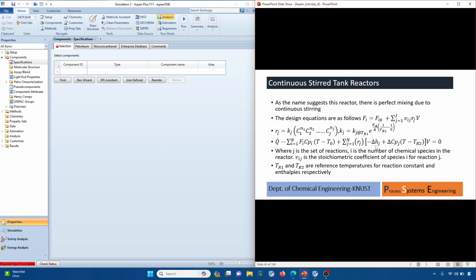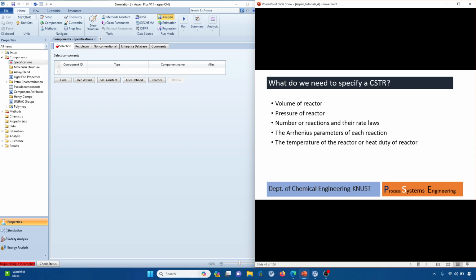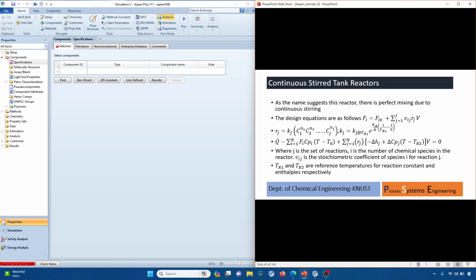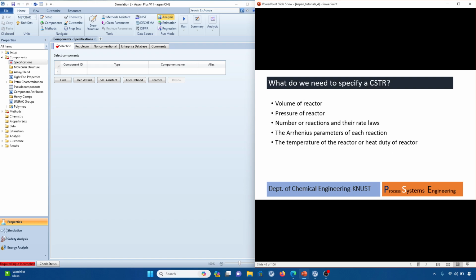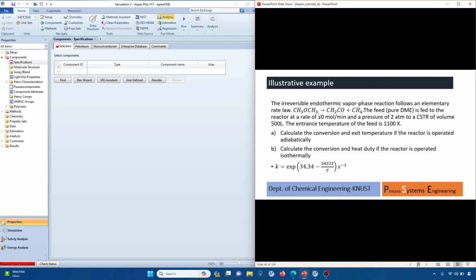So the key things required to work with this reactor in Aspen are knowledge of the volume of the reactor, which will depend on your understanding and ability to work with this, the operating pressure or condition for the reactor, the reactions and their rate laws, the Arrhenius parameters, and then the temperature or the duty. We are going to attempt a problem in Aspen Plus using the CSTR model.